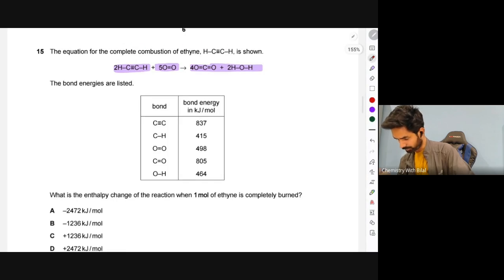The equation for the complete combustion is shown. What is the enthalpy change? In which enthalpy change we are going to subtract the enthalpy of the products from the reactants. Let's start with the reactants.